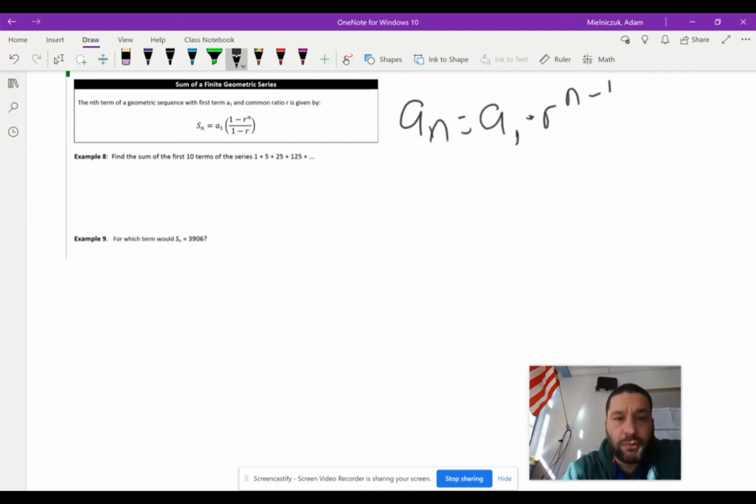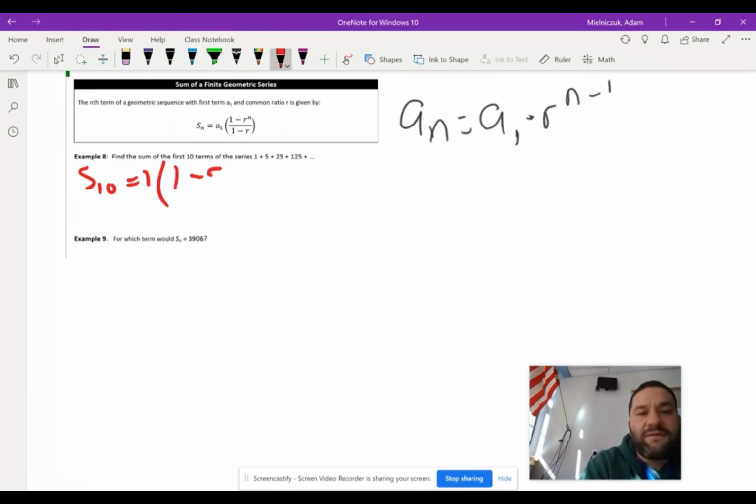Well, we need to know what a sub 10 is in order to figure out how to find the series. Or do we? Now that I think about it, let me take that back. We do not need to know the 10th term. Look at our formula. It says that S of 10 will equal our first term times 1 minus 5 to the 10th over 1 minus 5. So sorry about that. I was thinking arithmetic for a minute. You don't need to know your last term.